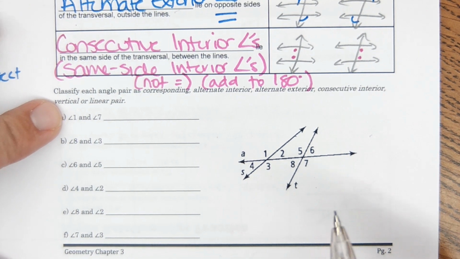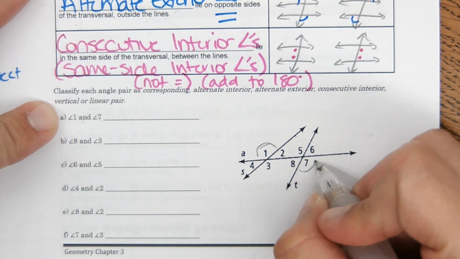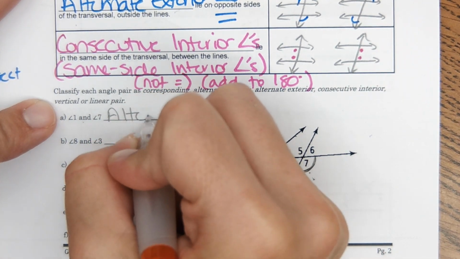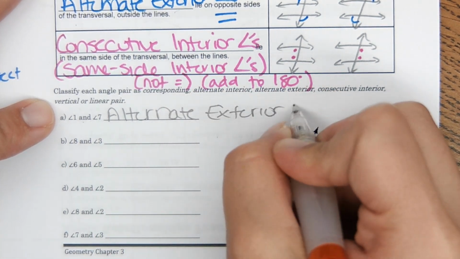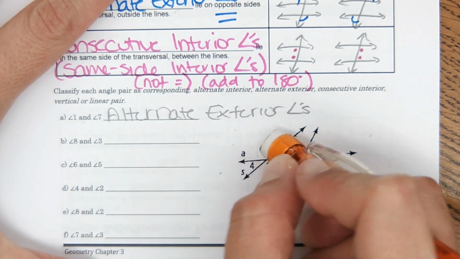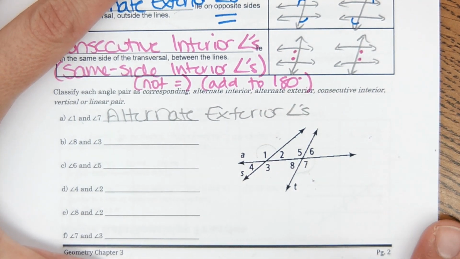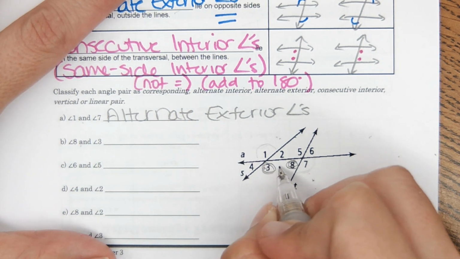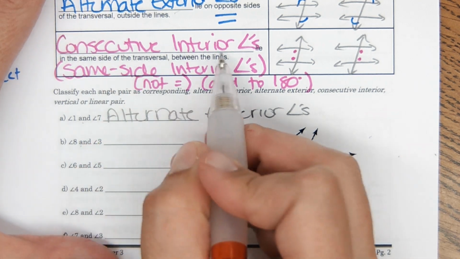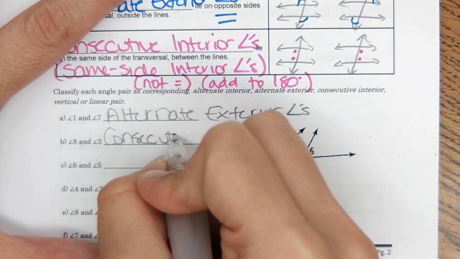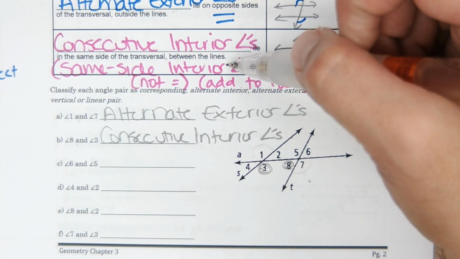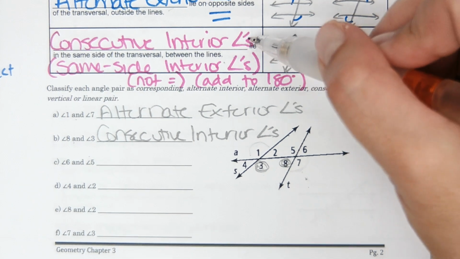So we're going to look at each one. I'm going to use a pencil so I can erase. 1 and 7 here, those are alternate sides of the transversal on the exterior. So they are alternate exterior angles. Then B, 8 and 3, right here. They are same side on the interior of the parallel lines, so they are consecutive interior angles. I know same side interior would be easier to remember and say, but your specific textbook, the McGraw-Hill one, uses consecutive interior.